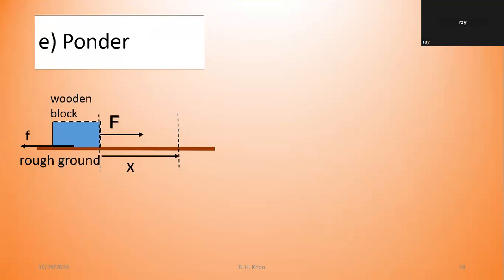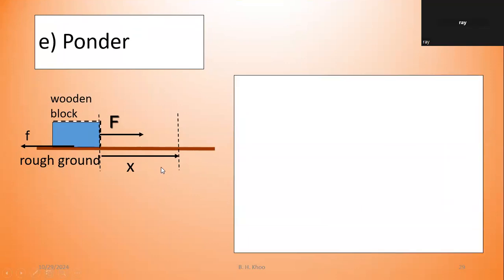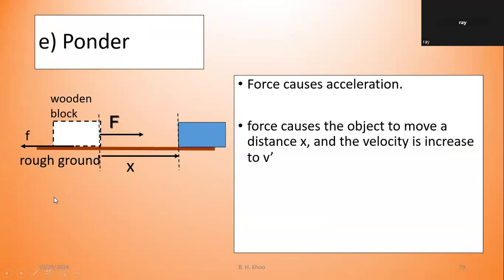Right? A point to ponder. Force causes acceleration, but it also moves the object a distance x. Rough ground means there's going to be friction, f. The force causes the object to move a distance x. The velocity increases to v. Initially, it's at rest. So you should be able to write the formula for conservation of energy.